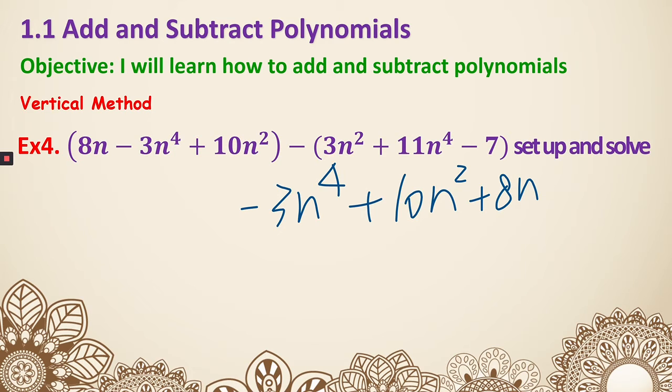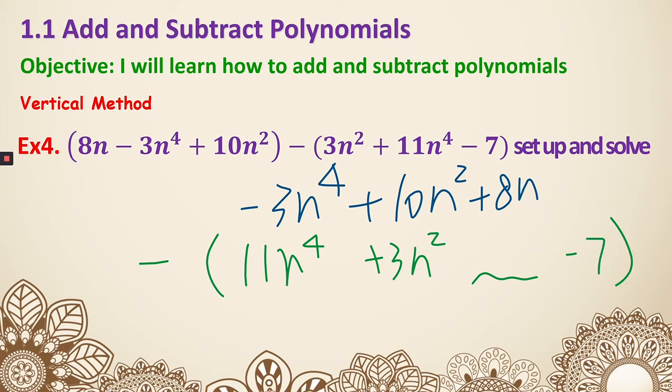And then we are subtracting everything on the back, which is 11n to the 4th power. Then we have this 3n squared. And we don't have an n there, so we need to leave a space right there. Then we still have the -7 on the end. I leave a space because we don't have an n, so nothing can line up with the 8n. This way is visually more clear.